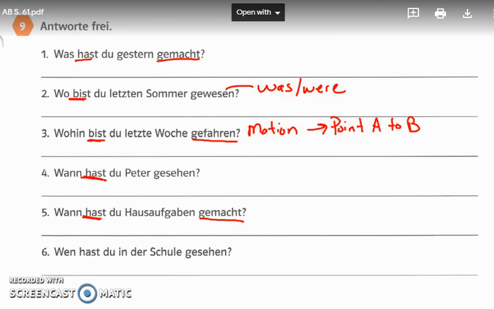And number 3, wen hast du in der Schule gesehen? Now, this is a good word to review. The word wen comes from the word wer, which means who. Now, if I see someone, that makes them my accusative direct object. So that's why wer changed to wen. So this question is asking me, who did I see or who did you see in school?